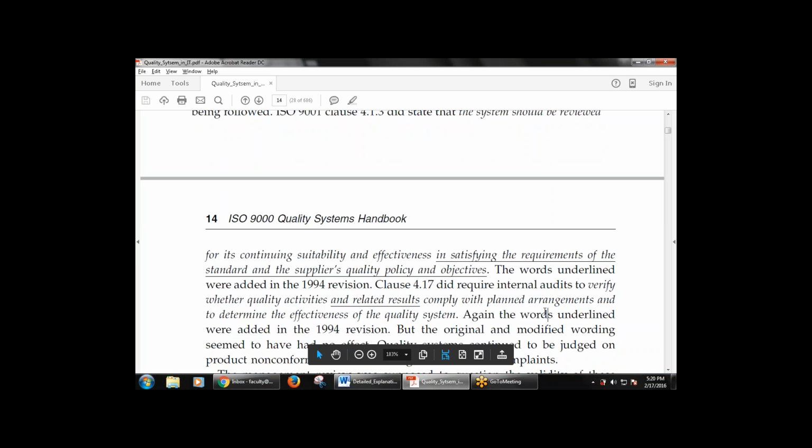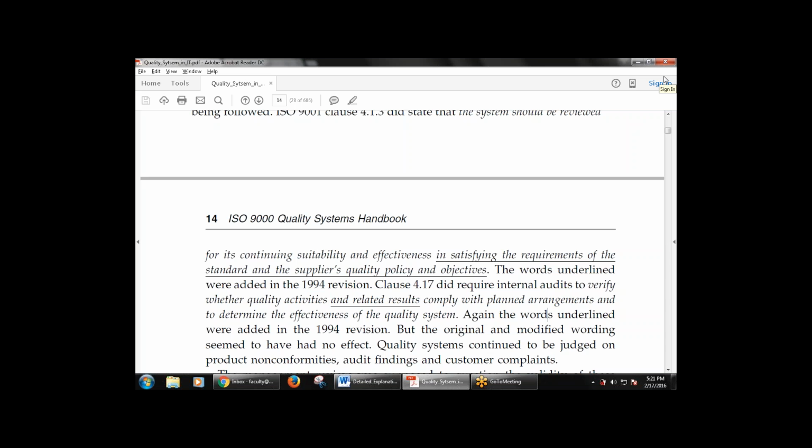So whether the quality activities comply with a planned arrangement or not, and to determine the effectiveness of the quality system. To determine the effectiveness of the quality system, that is, how effectively the quality will be managed, how effectively the planned documents will be managed. Again, the words underlined were added in the 1994 revision, but the original and the modified wording seem to have had no effect.